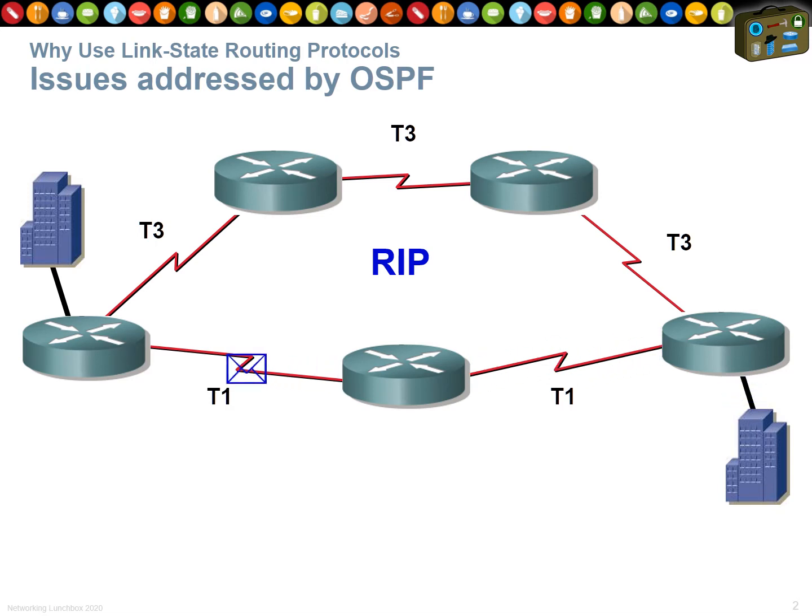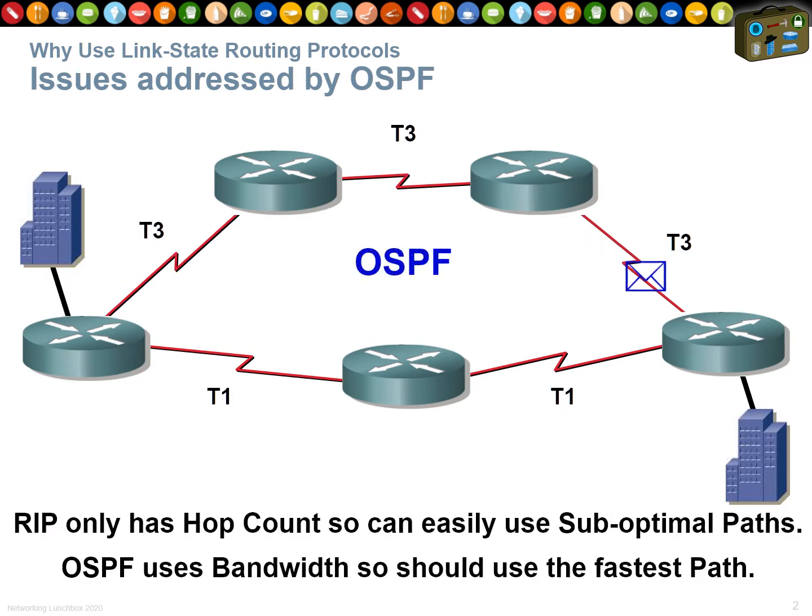But RIP only has hop count, so it looks at the network and it thinks, well, I'm going to take the shortest path via hops, which is in this case the slowest link. So OSPF uses the metric called cost, which is all about the bandwidth. So in this scenario, OSPF is definitely a better routing protocol.